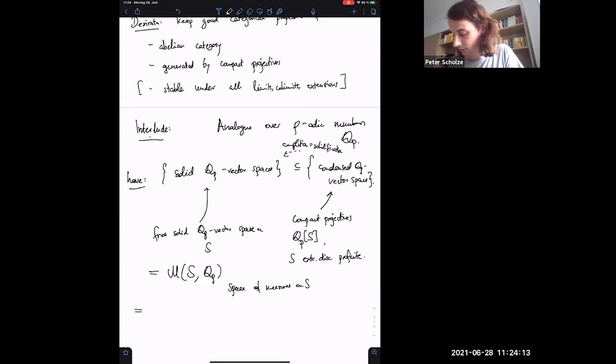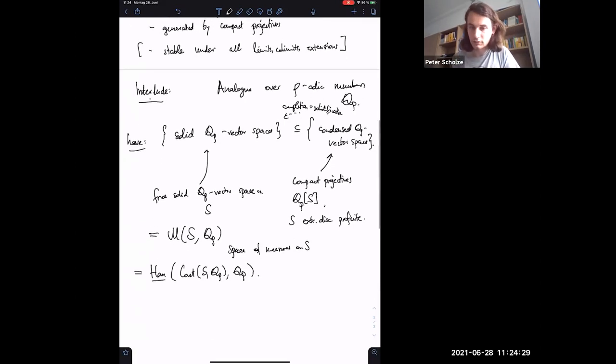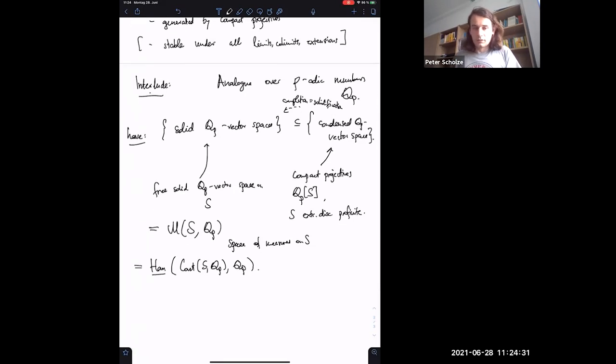So one way to define this would be to take the internal Hom from the continuous functions from S into Q_p, into Q_p. So what is a measure really? It's something that to any continuous function associates a number. So yeah, that's what a measure should be.